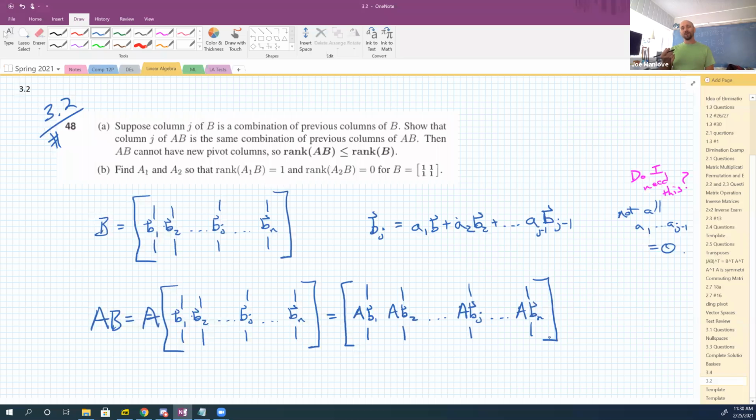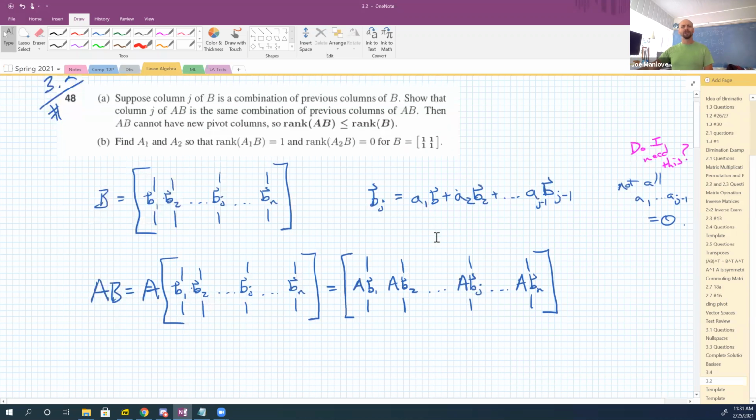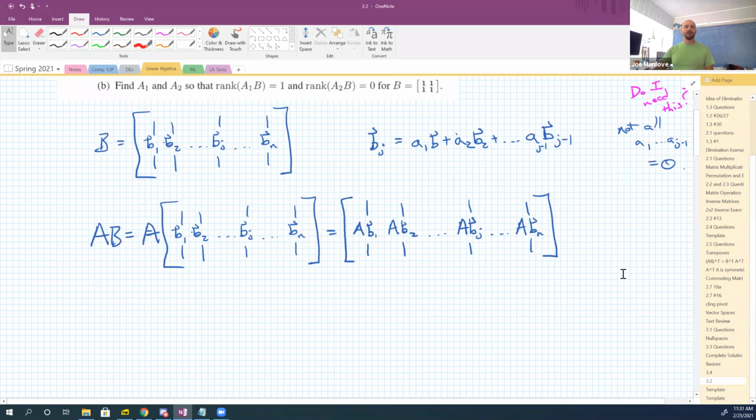Now, I'm supposed to show that column J of AB is the same combination of previous columns. So which column in this picture should I be looking at right now? I should be writing something right here. It should be a column. What's the J column of AB?